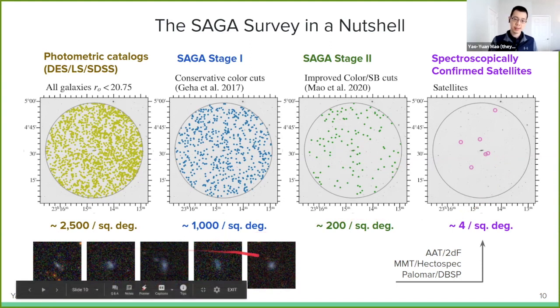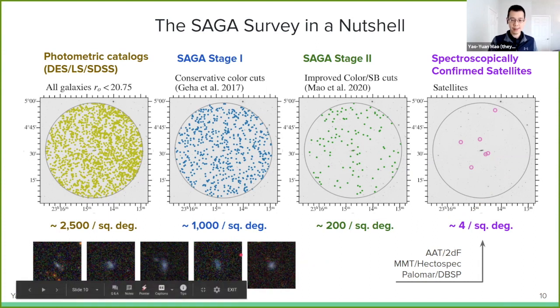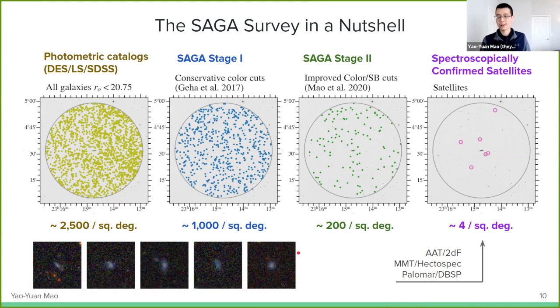And this is just a set of images to show you why this is really difficult. One of these is a satellite galaxy, a SAGA satellite. The other 4 are background galaxies. You can see that just from the photometric image itself, it's really difficult to tell which one is a satellite galaxy and which ones are not. If you are interested, you can guess which one is a satellite galaxy. I can tell you the answer later.